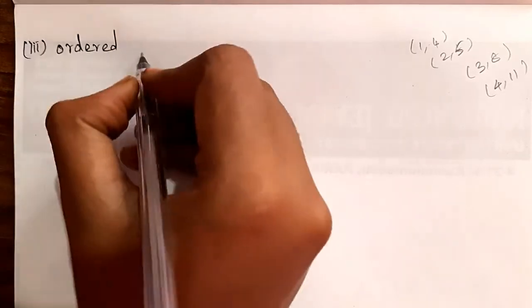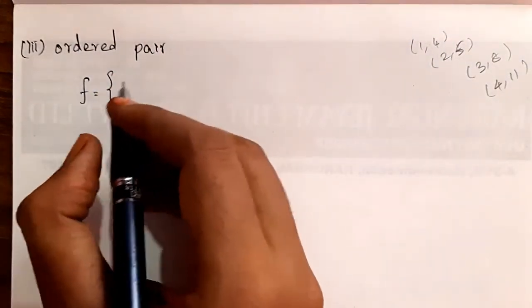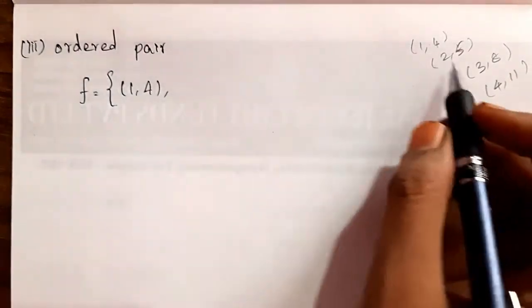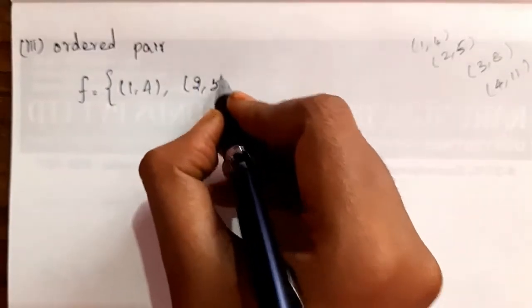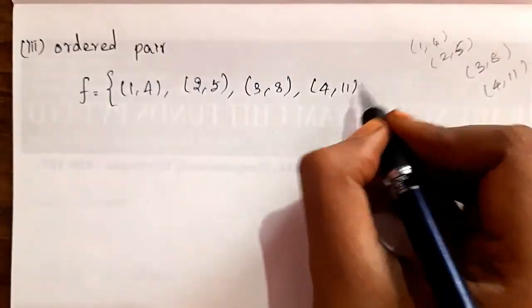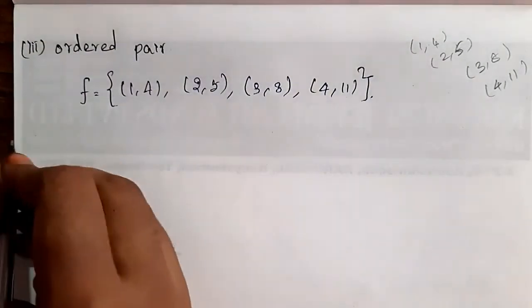Third one is ordered pair. Ordered pair, very simple. We just write what we found. So f equal to the set of all pairs: 1 comma 4, then 2 comma 5, 3 comma 8, 4 comma 11. This is the ordered pair. Okay. Last one is graph.